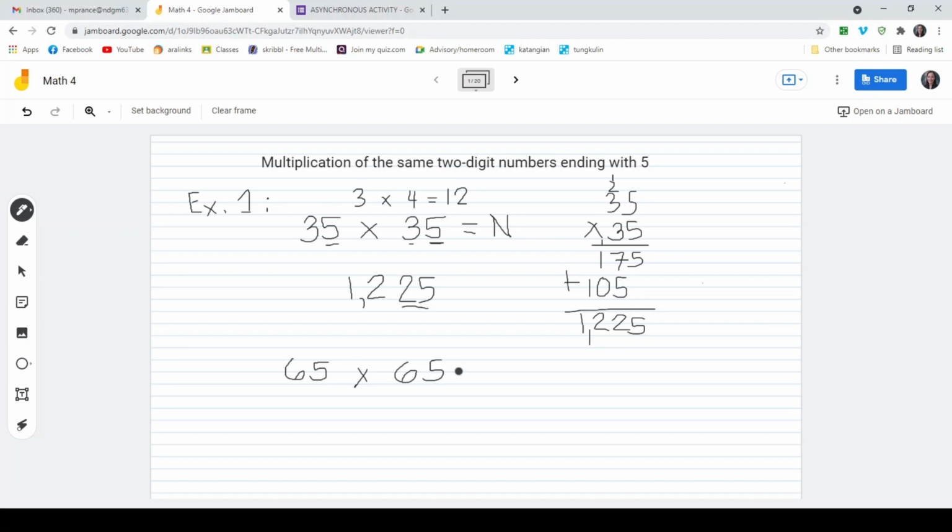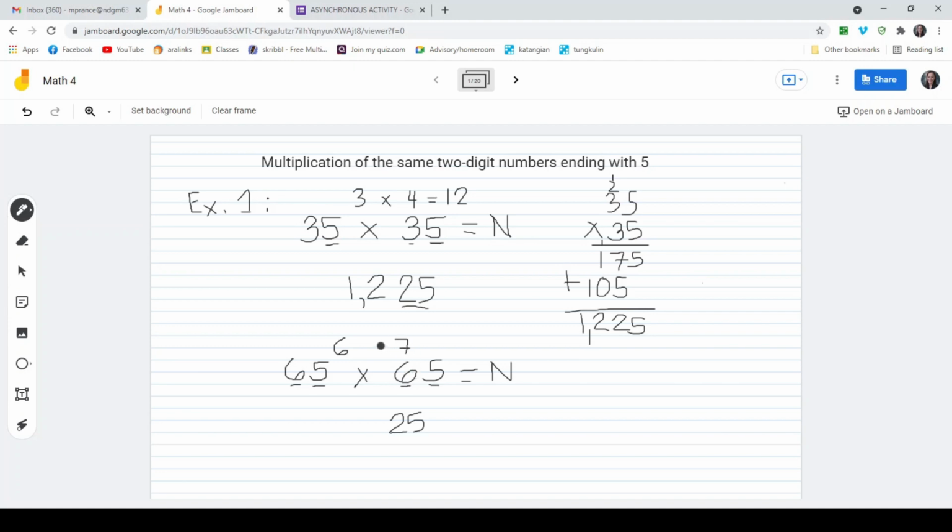Okay, so we have 65 times 65 is equal to n. Again, the first step is to multiply the digit at the ones place. 5 times 5 is equal to 25. Next, you put this digit at the tens place here at the top, together with the number that comes after this number, 6. The next number to 6 is 7.